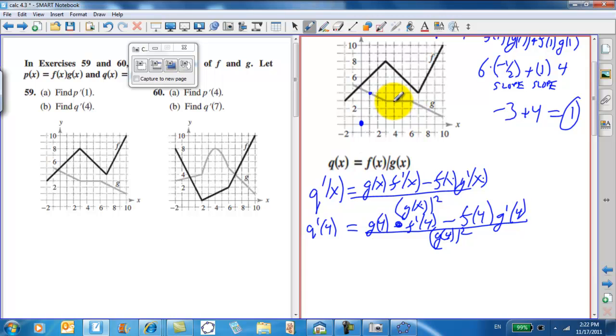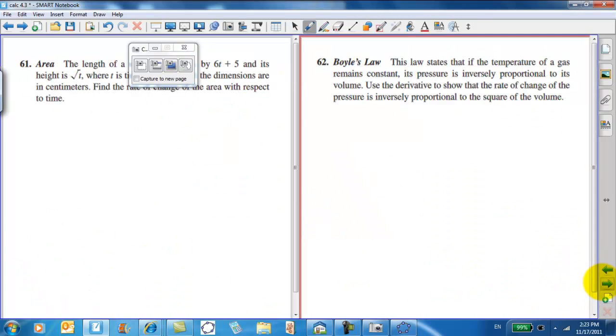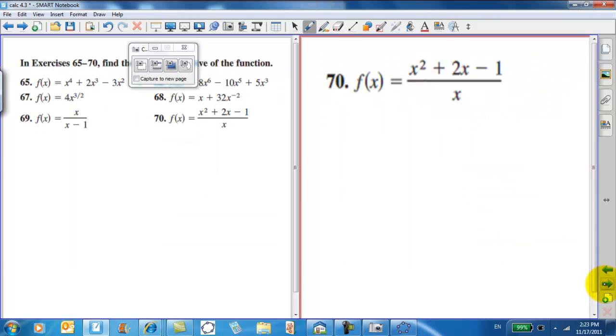And we should be able to just do this. G of 4, put 4 into the g function, that looks like 3. F prime of 4, at 4, the slope is negative 1. F of 4 goes to 7 though. G prime of 4, well, at 4 g is flat, so that's 0. All over g of 4, which looks like 3 as we said before, and that gets squared. So we get negative 3 over 9, or negative 1/3. There you go.